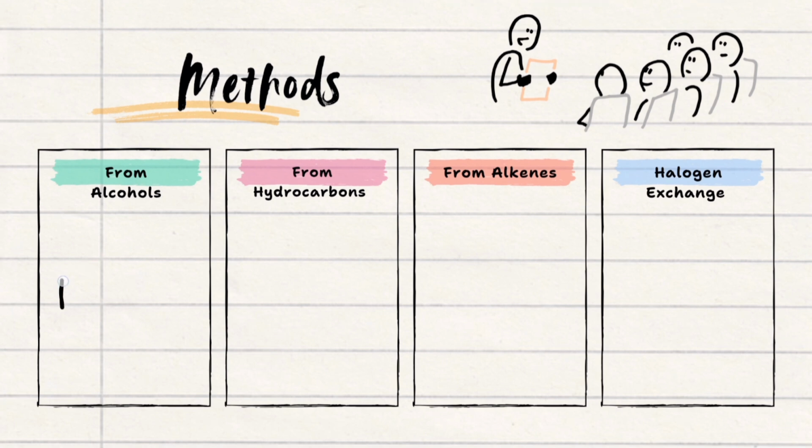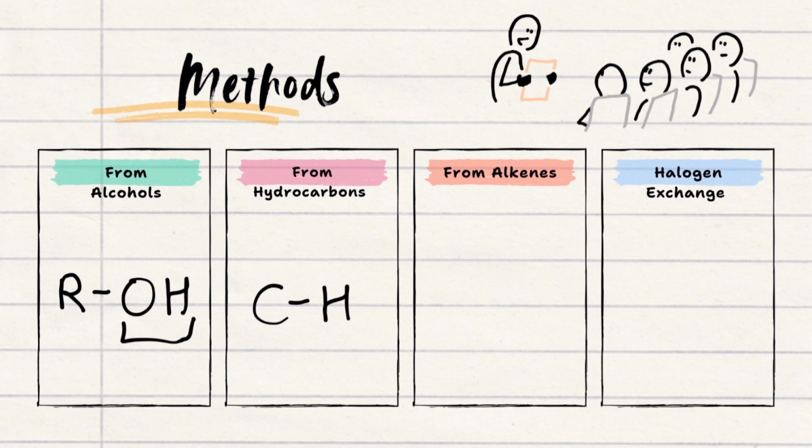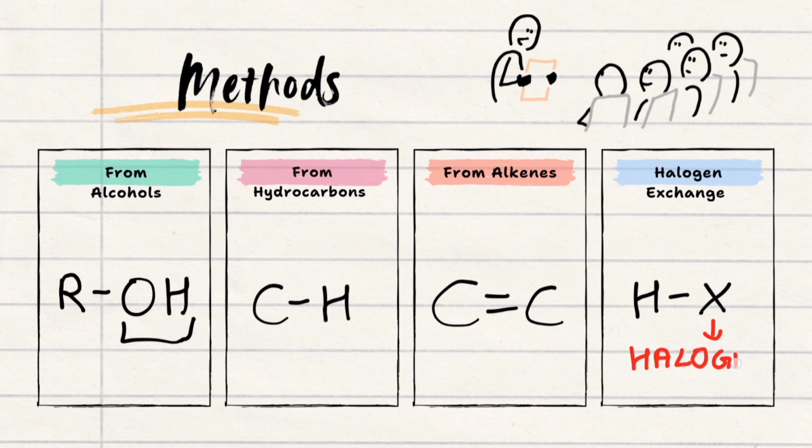Alcohols exist as ROH, where OH is the hydroxy group, which is also known as the alcohol group. Next is from hydrocarbons. Hydrocarbons are chains of carbon and hydrogen. Another method is preparation from alkenes. Alkenes are also hydrocarbons, but here the carbons are doubly bonded. Halogen exchange, which exists in the skeletal structure of HX, where X represents a halogen. Examples of halogen include chlorine, bromine, iodine, etc.